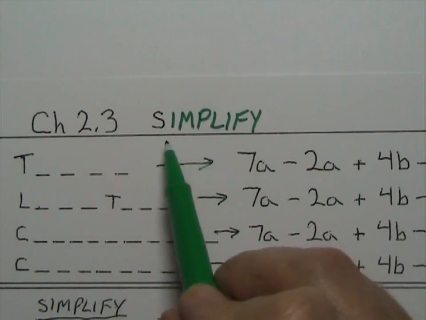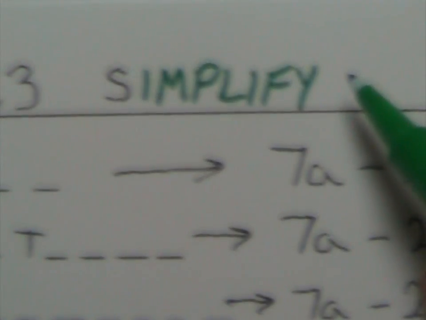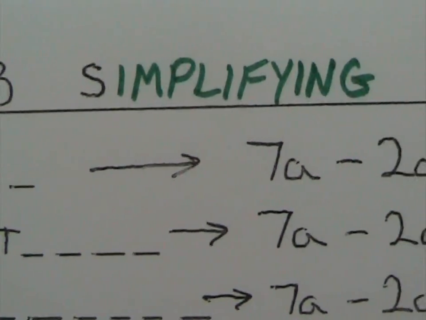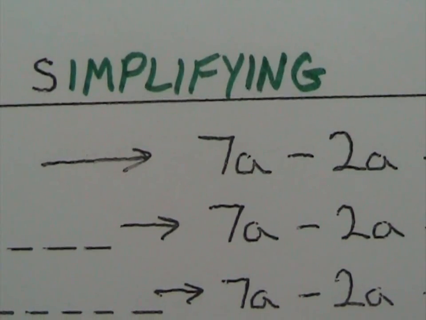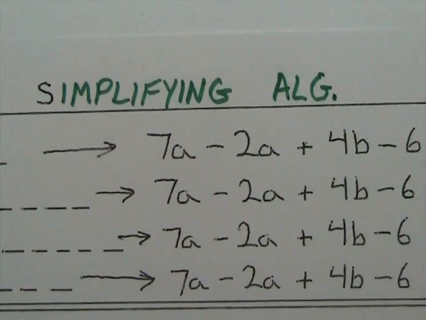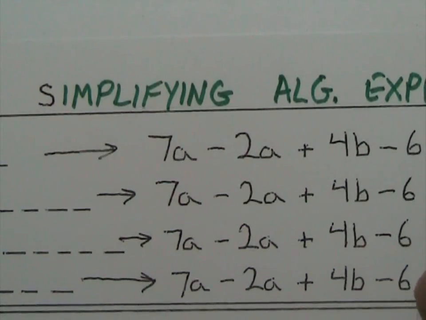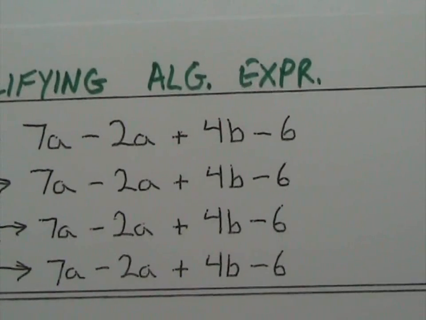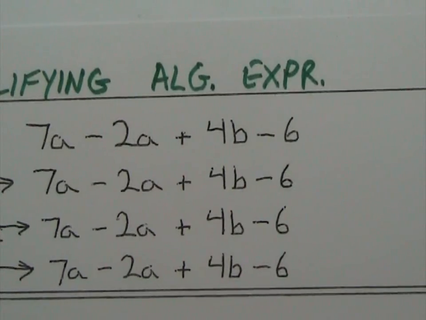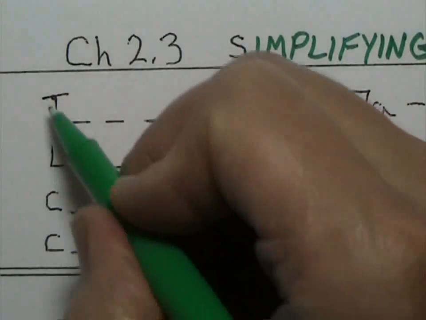In Chapter 2.3, we're going to simplify. It's actually simplifying, and then I'm going to abbreviate algebraic, simplifying algebraic expressions. Simplifying algebraic expressions. That's a lot to write, so we'll abbreviate. Okay, our first word starts with the letter T.